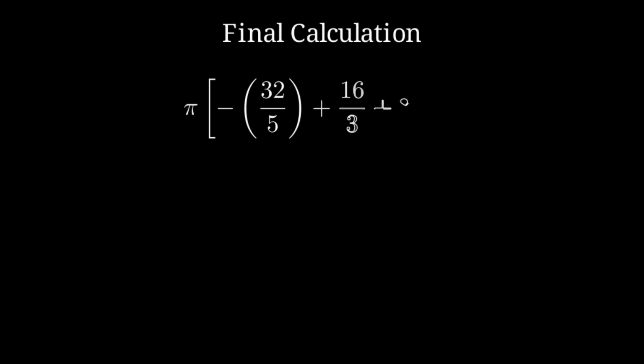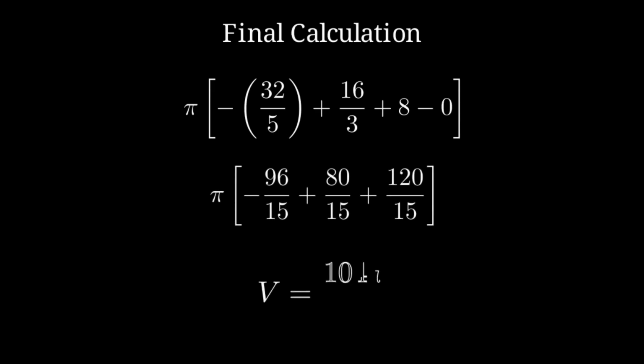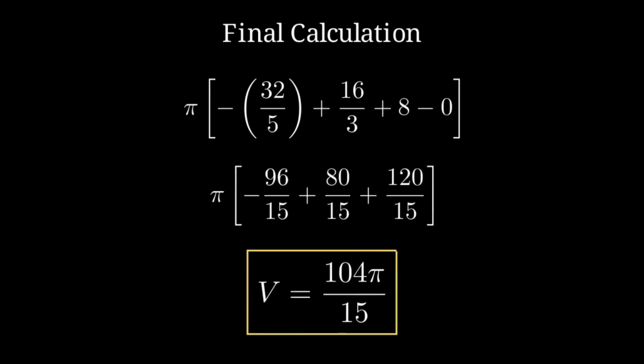Plugging in 2, we get -32/5 plus 16/3 plus 8. Using a common denominator of 15, this simplifies to -96 plus 80 plus 120, all over 15. The final volume is 104 pi over 15 cubic units. This represents the total space occupied by our rotated solid.